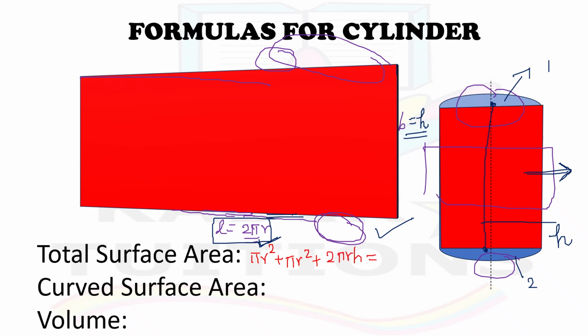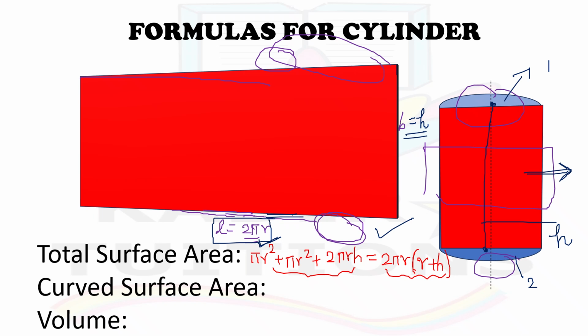So this one I can arrange and simplify as 2 pi r into r plus h. If you simplify, we will get this as a result. So what is the total surface area of a cylinder? It is 2 pi r, the whole bracket, r plus h.